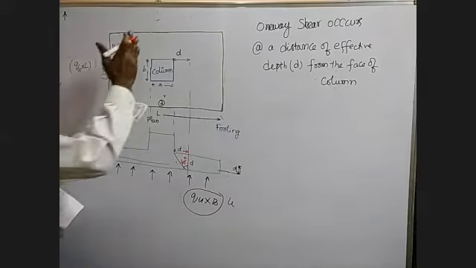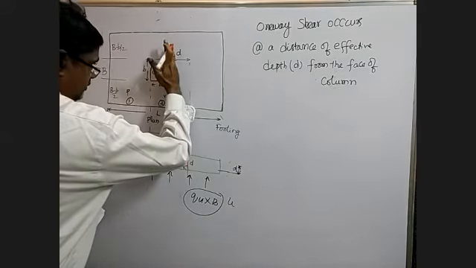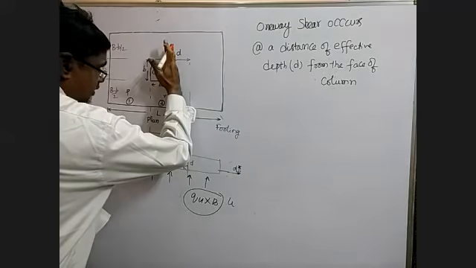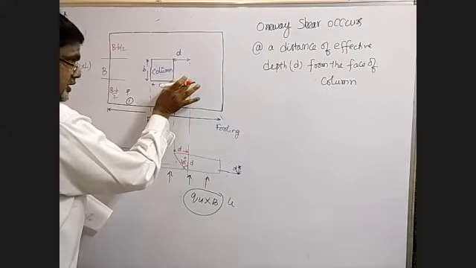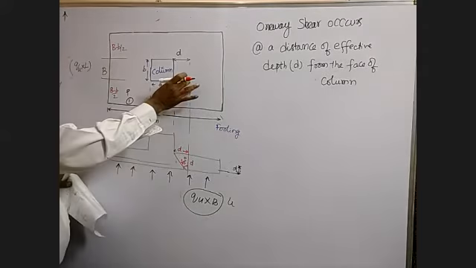So now here, first case criteria, bending moment takes place here, the failure will take place here. But here now the one way shear is at a distance of D from the face of this column.